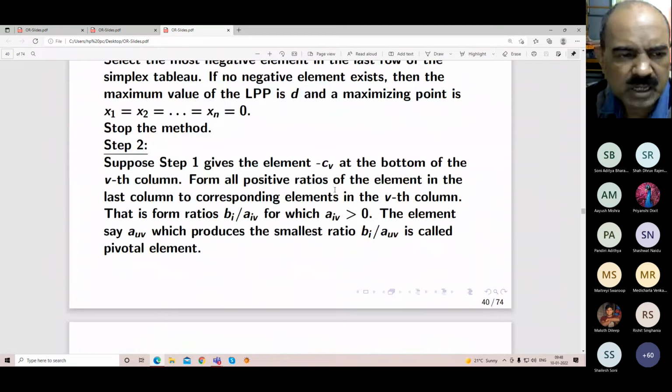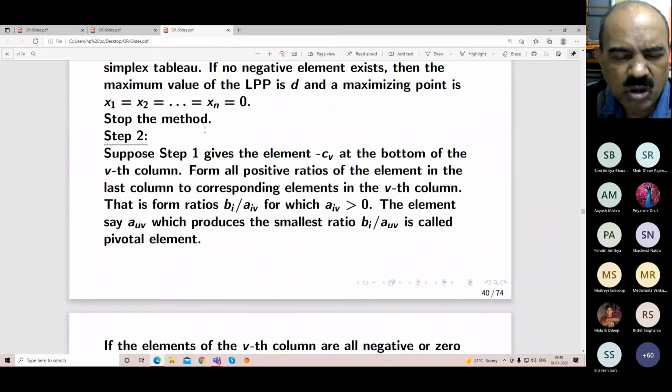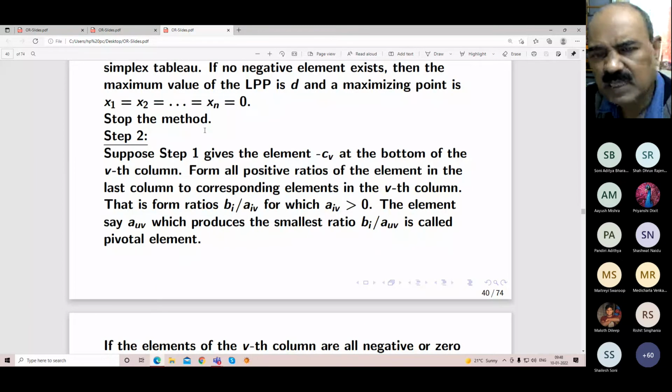Other than D, you will select, there are n number of columns, x1 column, x2 column, xn column. So you see in the last row what the values are. Choose the most negative value. If there is a tie, you can select any one, so there is no problem. Because our purpose is to move from negative to positive.